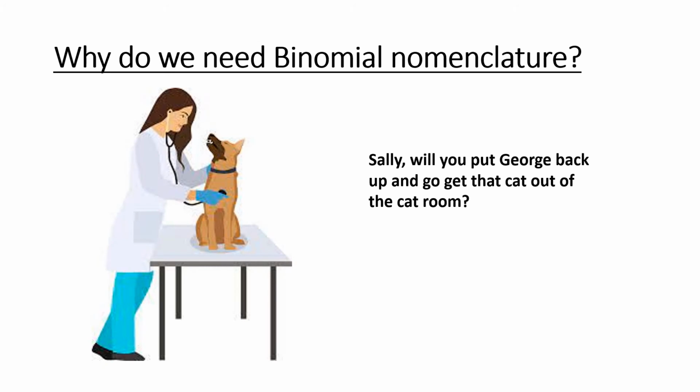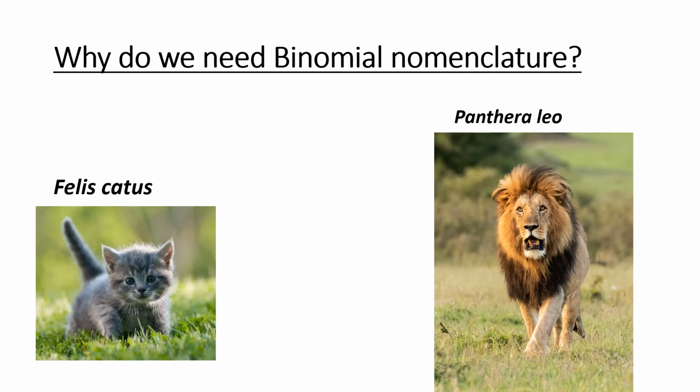Okay, why do we need binomial nomenclature? I'd just rather say cardinal and bluebird, but you can't really go by that. It doesn't specify what we need. So this is a veterinarian. This is a dog, George, and you're Sally. And she says to you, Sally, will you put George back up in his pen and go get that cat out of the cat room? You say, sure, no problem. What's a cat? Now we see why we need binomial nomenclature.